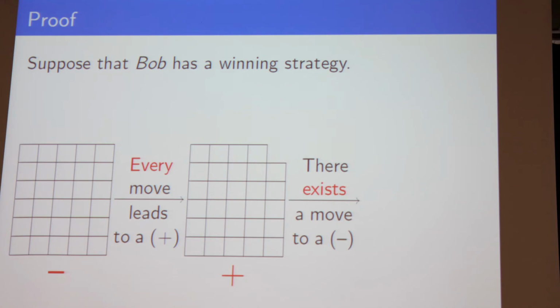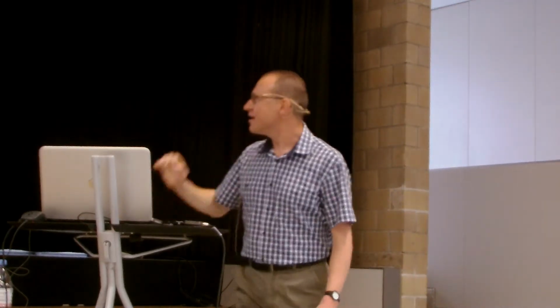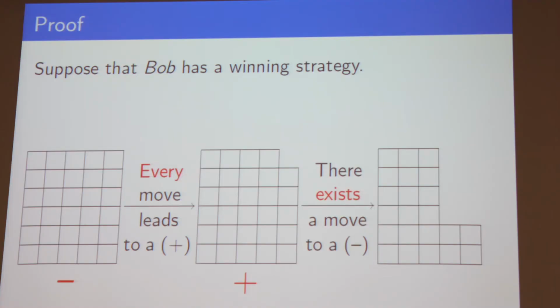What do we know about the moves that Bob can make? What does it mean to be at the winning position? Yes? There's a possible move to bring the opponent to a minus. Genau, there exists a move to a minus. So now Bob is at the winning position, so he has a way to bring Alice to a losing position. So there exists a move leading to a minus. We don't know where this move is. It could be any of these squares. So let's say it's like that.